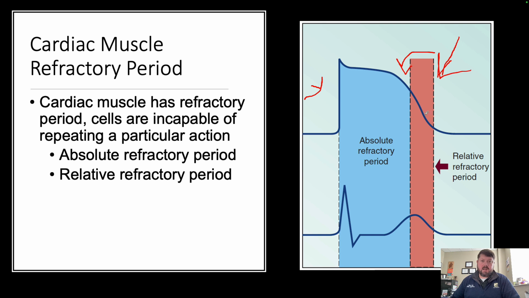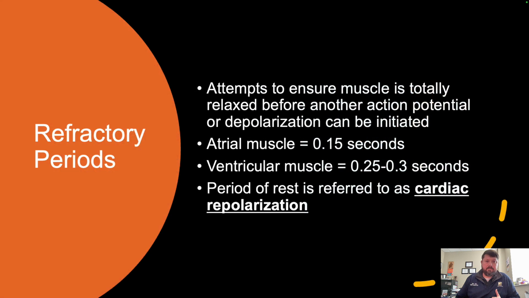The cells are getting ready to rest, but they're not quite there yet, which indicates that some cells have repolarized sufficiently to depolarize again, but not all cells are ready to depolarize. So if you actually have a stimulus, the cell will respond, but it will not give a full contraction, and this can cause what's called R on T phenomenon, which can cause a lethal arrhythmia.